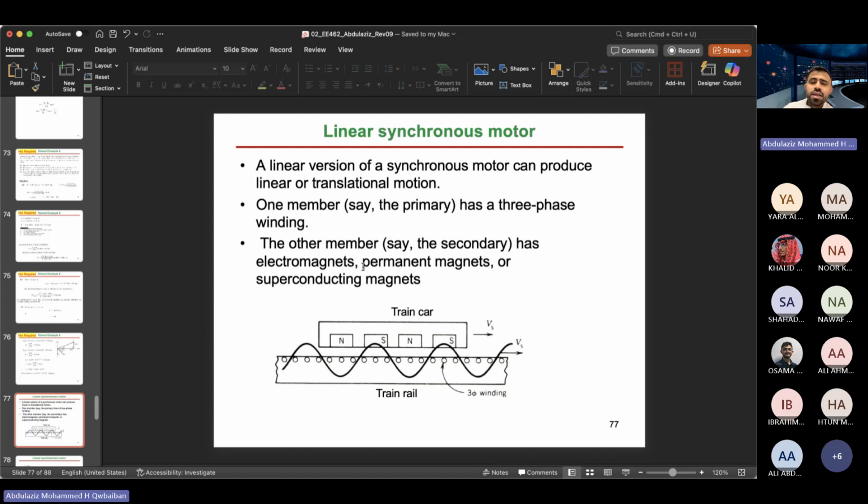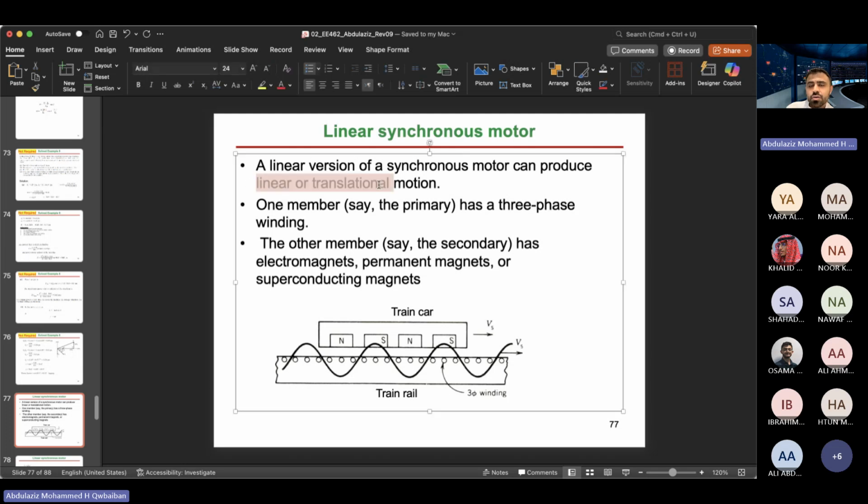For the linear synchronous machine, a linear version of the synchronous motor can produce linear or translational motion. Here, instead of having the stator and rotor in a circular mode, we're going to have the stator like a train track. Then we will have AC three-phase windings. This is the train trail. And for the train car, we will have north-south, north-south. This is like the rotor, but it's not a rotor. It's the linear mover.